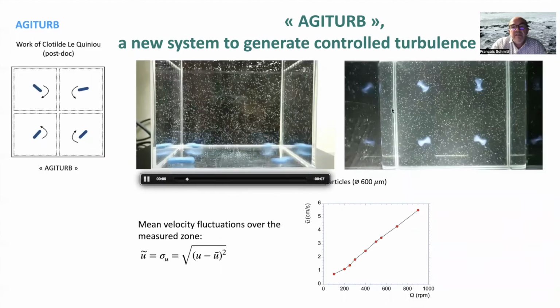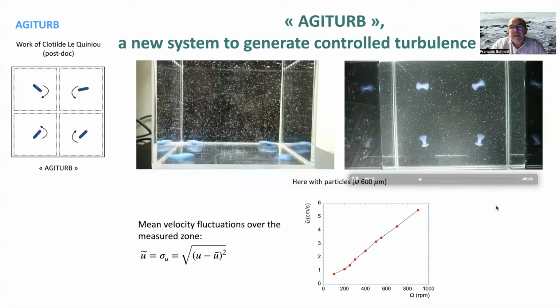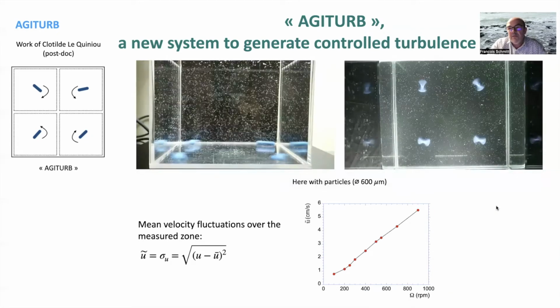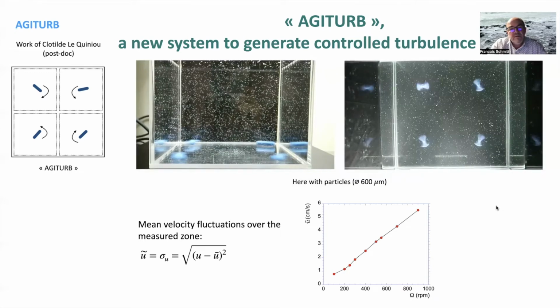We can see here different movies showing the system in action with particles, and on the right, we have the top view. We can record, using a laboratory velocimeter, the mean velocity in the central zone, and we can plot, as shown here, the mean velocity versus the rotation rate. Omega is the rotation rate in rotations per minute.